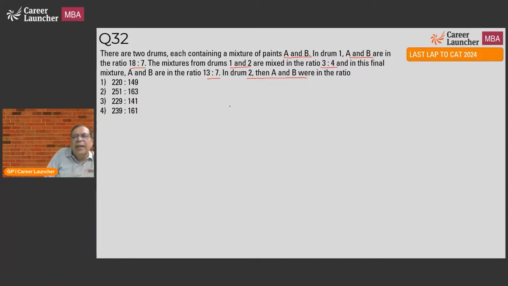Two drums, each containing a mixture of paints A and B. In drum 1, A and B are in the ratio of 18:7. Drum 2, we don't know. The mixtures of drum 1 and drum 2 are mixed in the ratio of 3:4. So 3 liters from here and 4 liters from here. In this final mixture, A and B are in the ratio of 13:7.